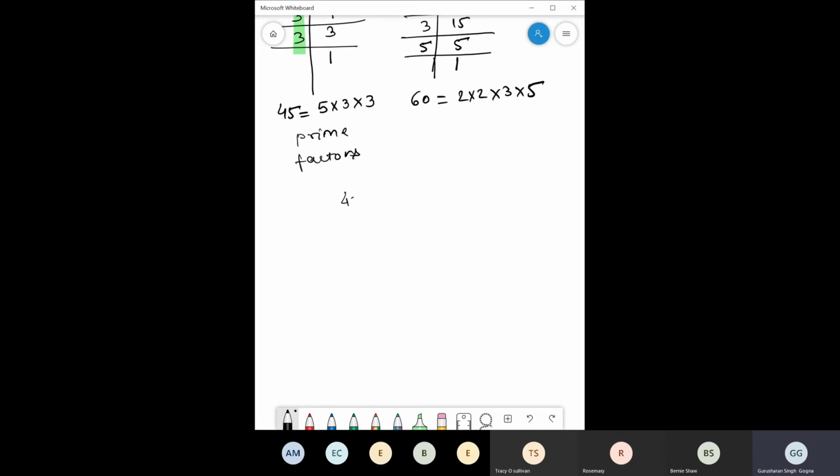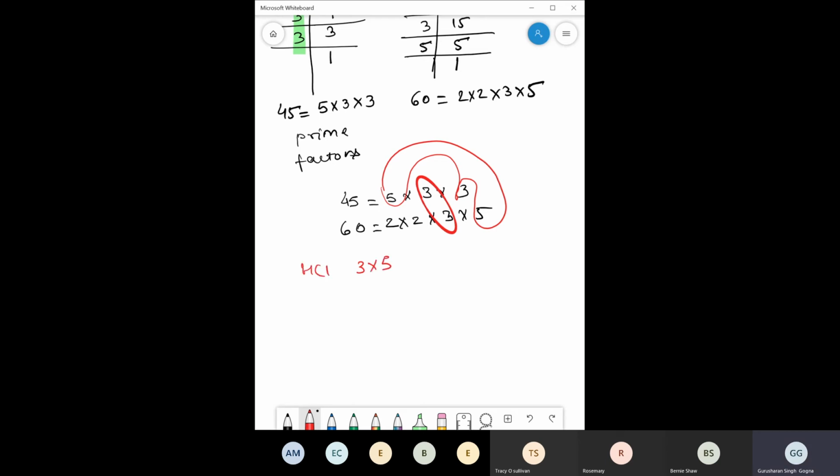Now I am interested in finding the highest common factor. So first, what are the common factors? You can see that 3 is common and 5 is common. And what is 3 multiplied by 5? 15. 15 is your highest common factor. 3 is a common factor, 5 is a common factor, but if you multiply 3 by 5, you will get 15. That will give you the highest common factor straight away.